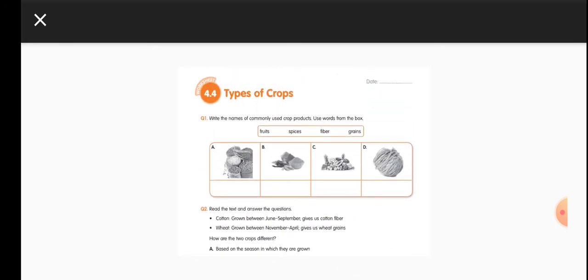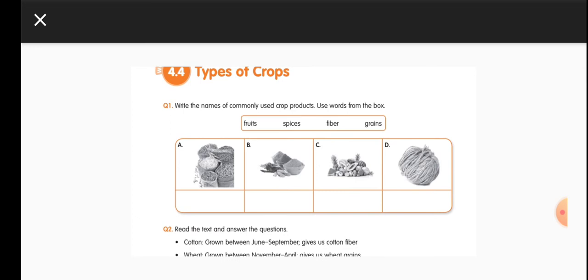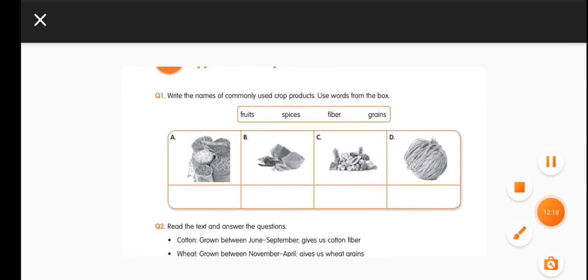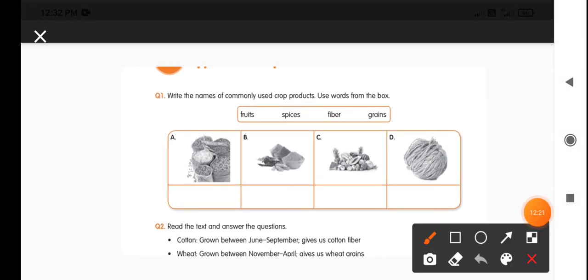Come to page number 20. Yes, here you can see the different crops. Write the names of commonly used crop products. Use words from the box. You look at the picture. Write the names of commonly used crop products. Use words from the box.